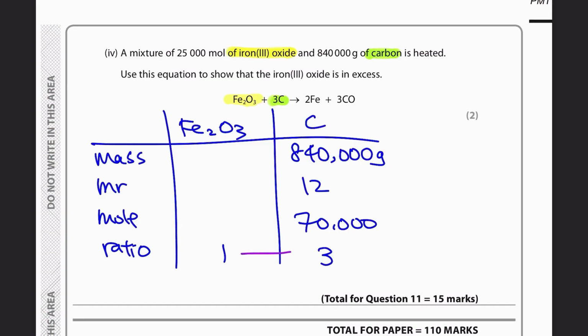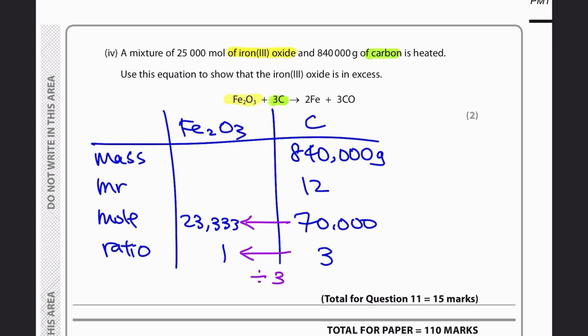if to get from 3 to 1, I divide by 3, right? So how to get from 70,000 to this number? I also divide by 3. So 70,000 divided by 3 is 23,333. Around 23,000. Let's write that in blue color, 23,333.